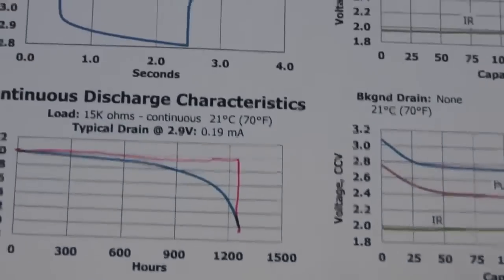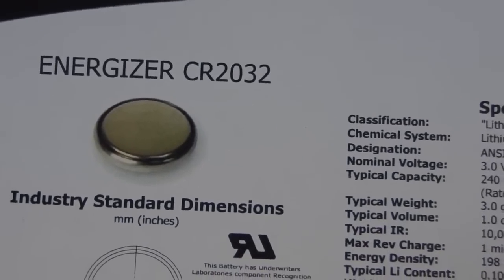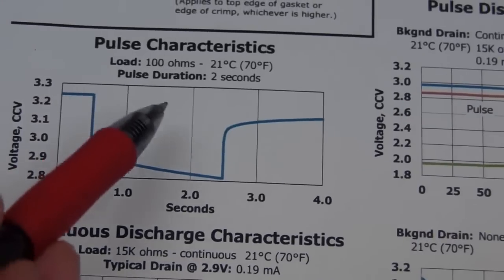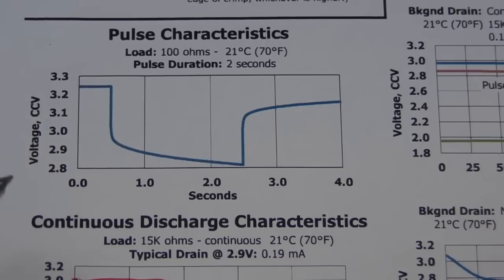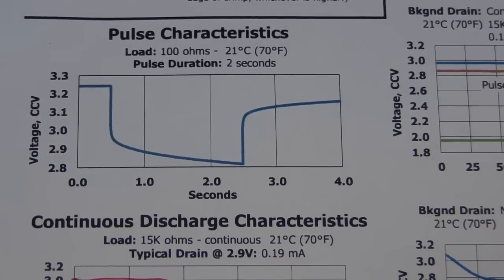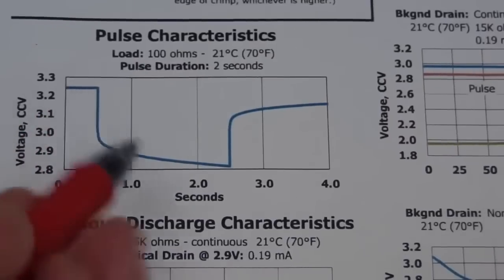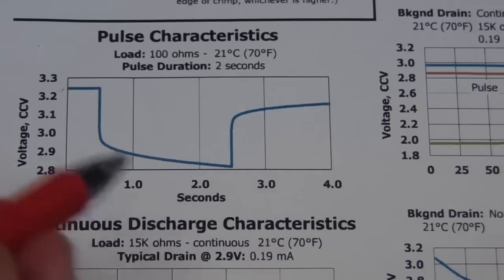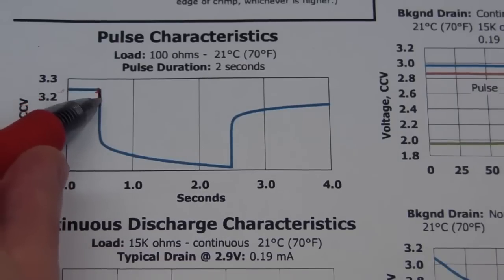Now, as you can see, this is the data sheet for a CR2032 coin cell battery, which you're all familiar with, and it just happens to have a pulse characteristic graph like this, which is actually the method used to measure these two different types of resistances. This is the battery voltage in volts up here, and this is time over here. And as you can see, if you apply a pulse, bang here, then it drops down suddenly.